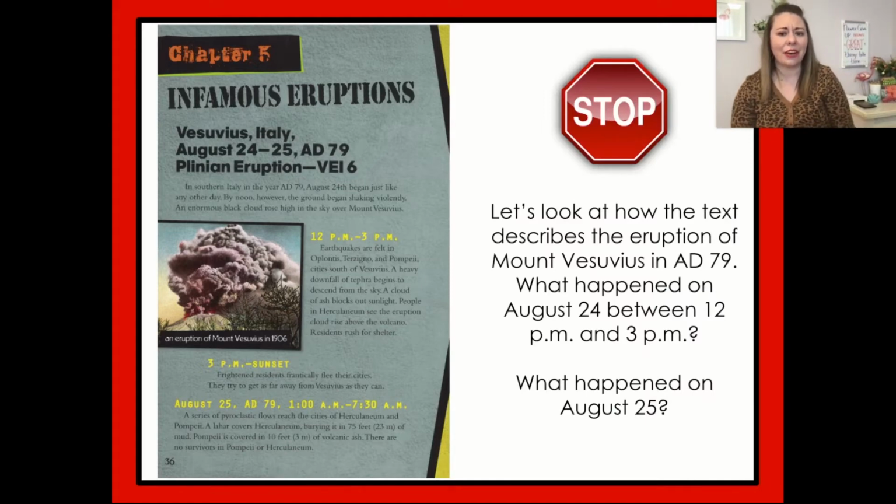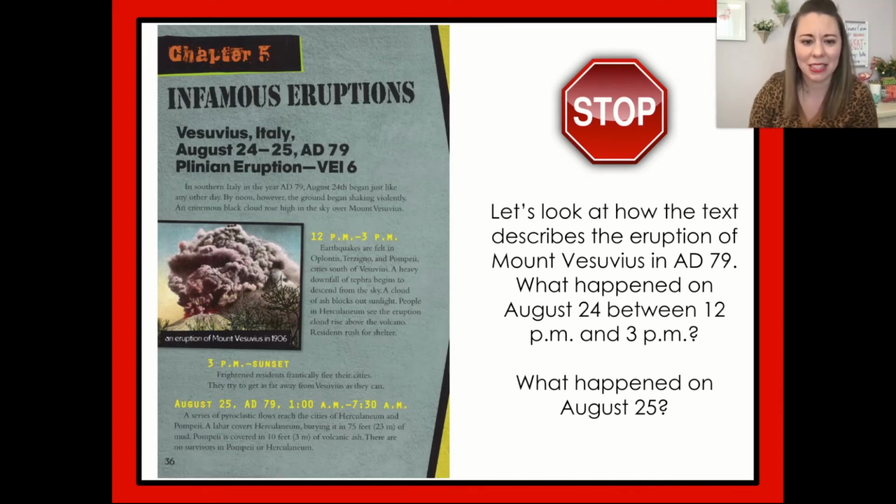So let's look at how the text describes the eruption of Mount Vesuvius in AD 79. What happened on August 24th between 12 p.m. and 3 p.m.? So we want to use that text evidence. We're thinking right to our success criteria right away. What details from the text help explain this event? So if I ask what happened between 12 p.m. and 3 p.m., that's the area of text we want to look. So it's in that middle section.